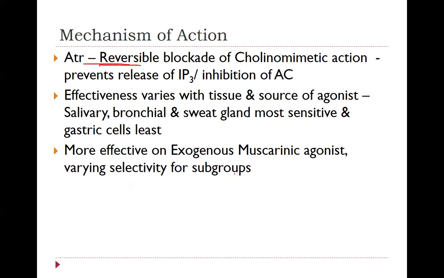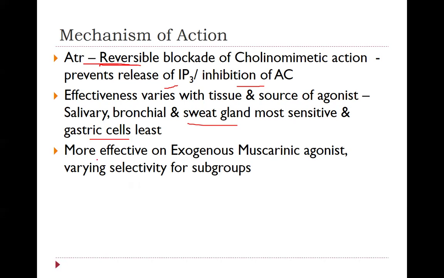Now, if you go back to where M1, M2, and M3 receptors are, M1 receptors and M3 receptors tend to activate the adenyl cyclase C, whereas M2 receptors act on adenyl cyclase C. That is how these particular drugs will act on a reversible basis on these receptors, and their effect would vary depending upon what is the tissue involved and what is the source of agonist. Depending upon the tissue involved, the most sensitive tissue is the salivary glands, the bronchial glands, and the sweat gland, and the least sensitive tissue is the gastric cell of the stomach.